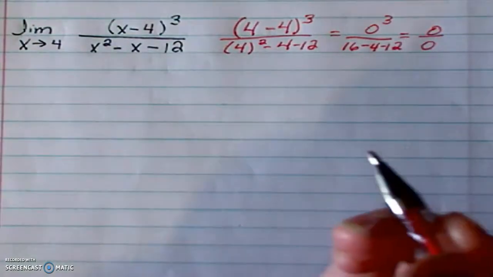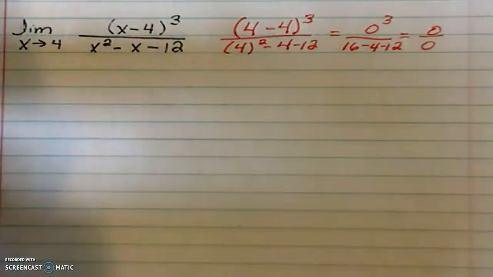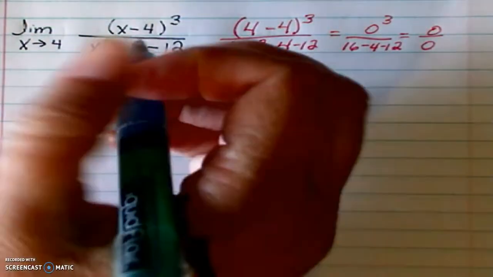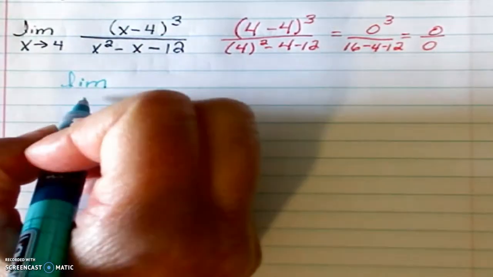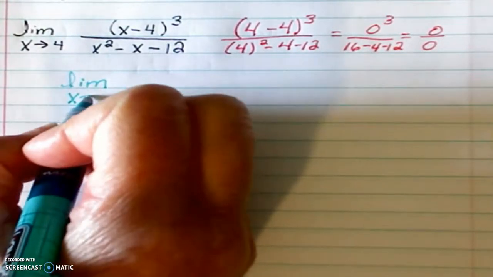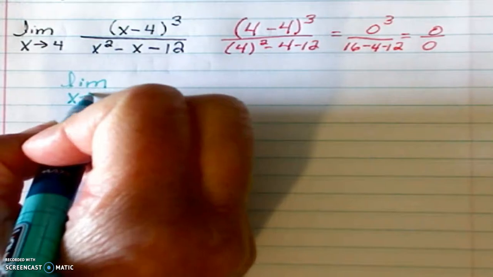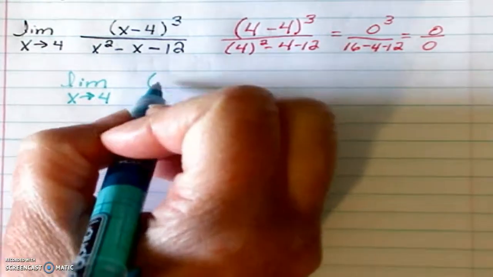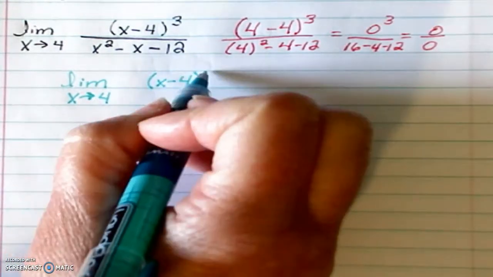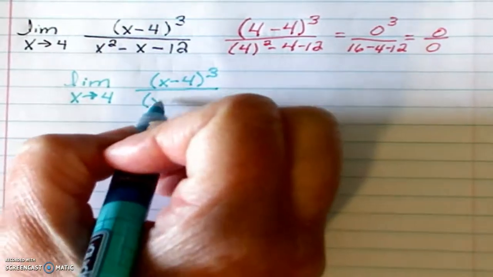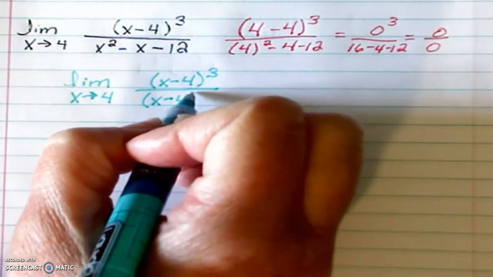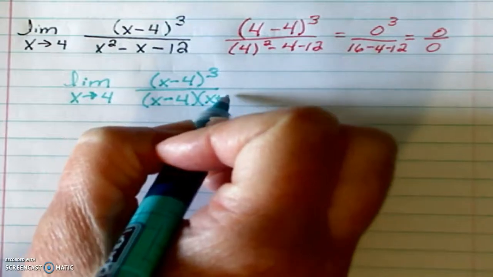So what we want to do is go ahead and factor. If we look at the numerator, remember you have to write the limit again. So it is the limit as x approaches 4. The numerator is factored, so we have the quantity x minus 4 cubed. The denominator factors into the quantity x minus 4 times the quantity x plus 3.